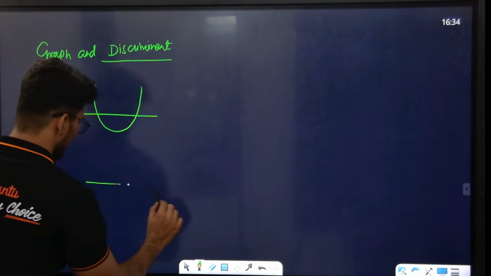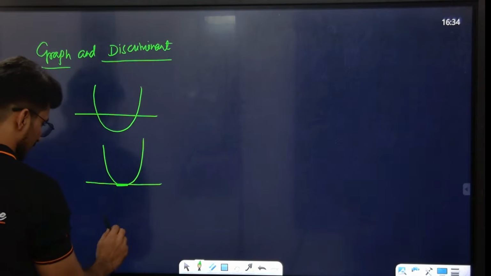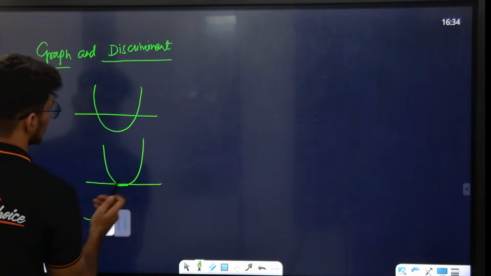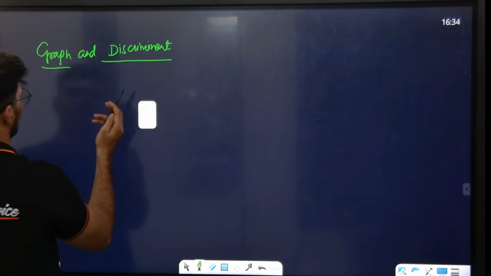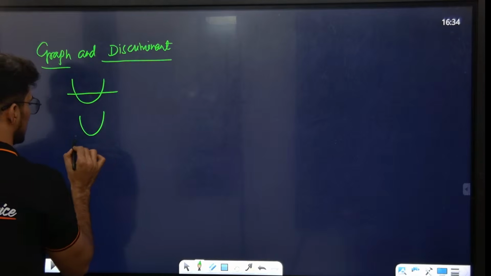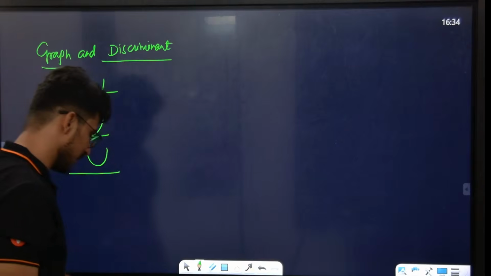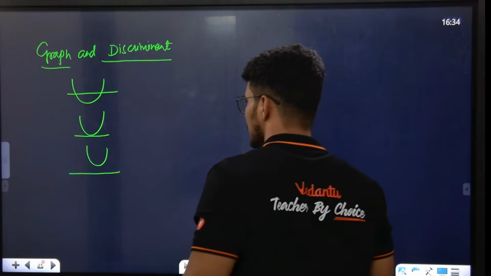Okay, the graph can be like this, touching exactly at one point. The graph can be even like this. Let me draw a shorter graph. The graph can be like this. Now solve, guys. Yes or no? These are the two possibilities.